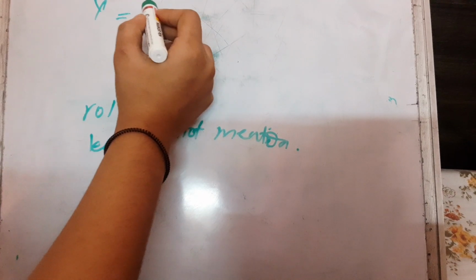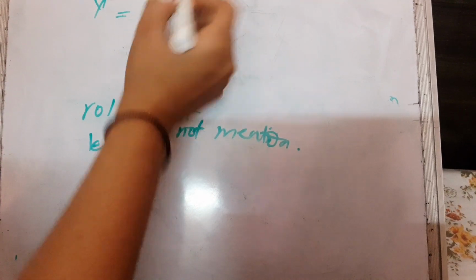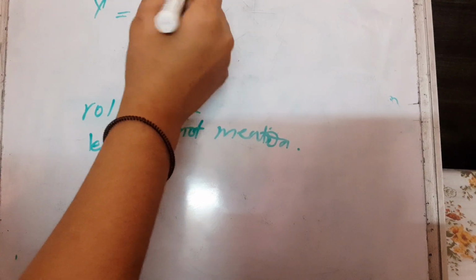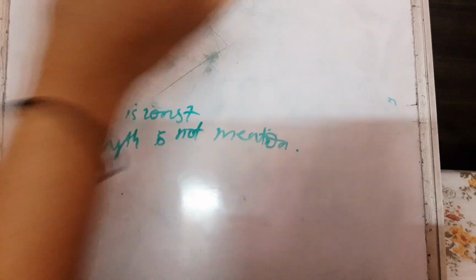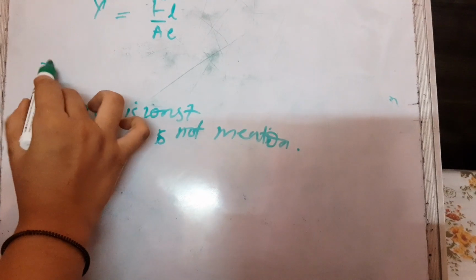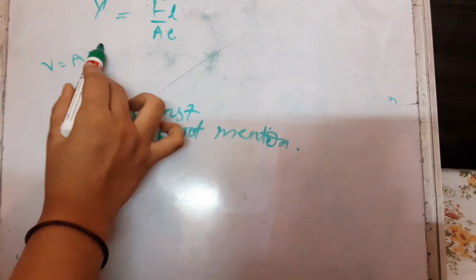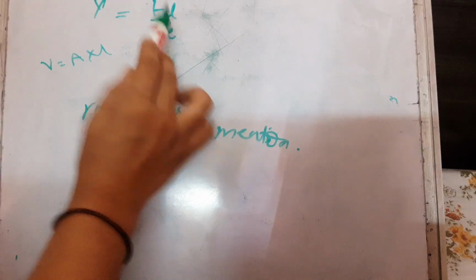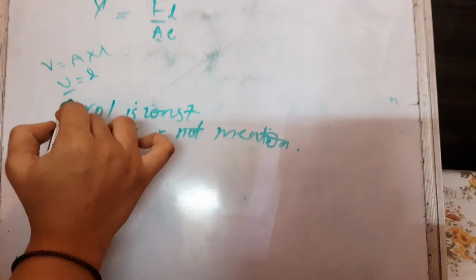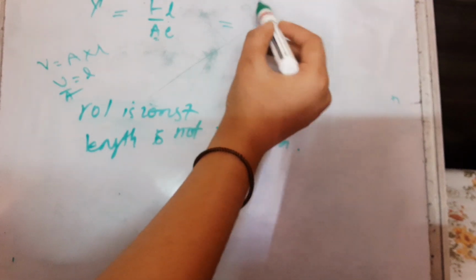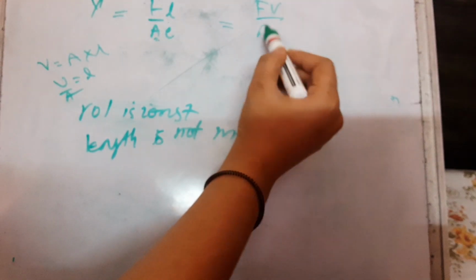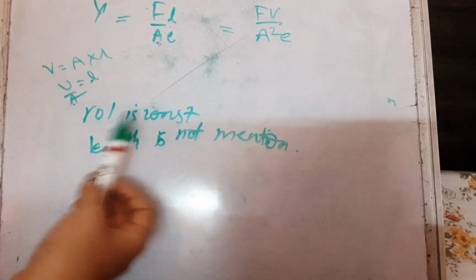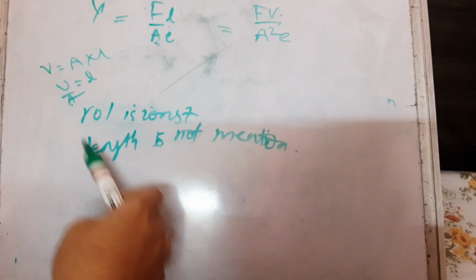You know that Y is equal to F upon A, E L. Now volume is equal to area into length. Till now we substituted in terms of area; now you should substitute in place of length. So length is equal to V upon A. So that is equal to F into V upon A square, because this A is multiplied with this A, into E.